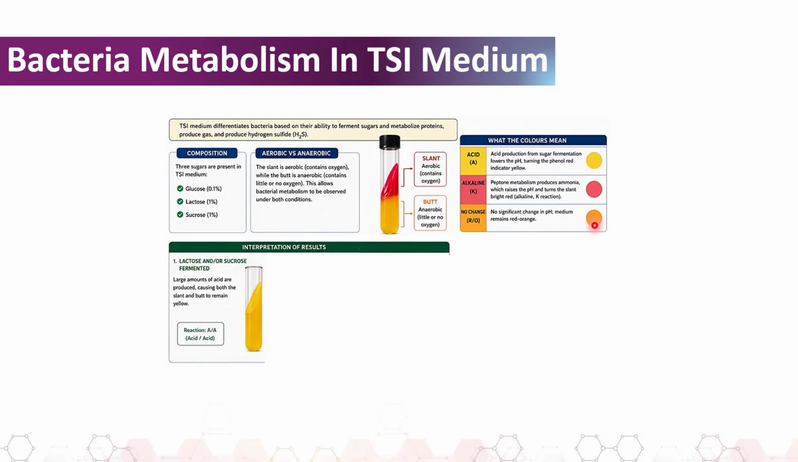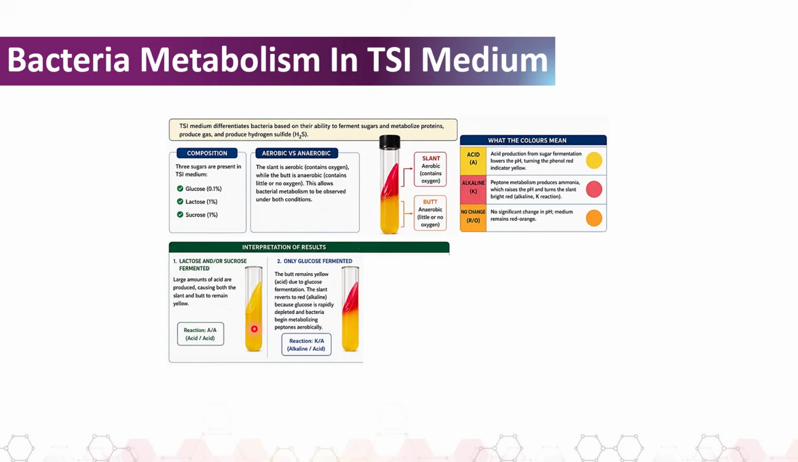Now let's look at how we can interpret the results. We'll start by looking at when lactose and or sucrose fermentation occurs. When this occurs, there's a large amount of acid produced, and as this happens, the pH of the medium is being lowered to cause both the slant and the butt to change from the red to yellow color to a complete yellow color as shown here.